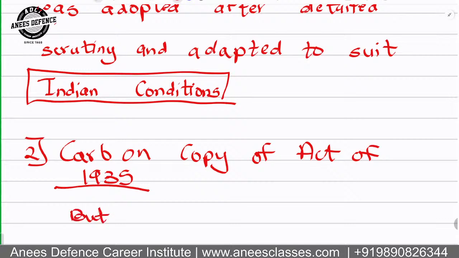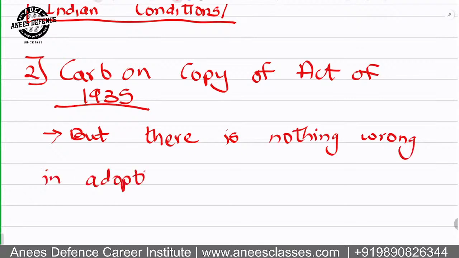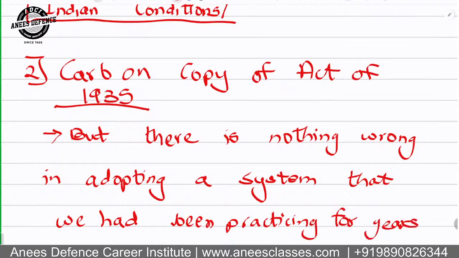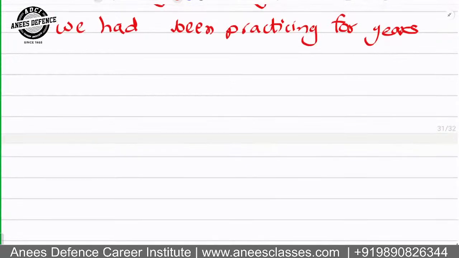But Dr. B.R. Ambedkar said that there is nothing wrong in adopting a system that we had been practicing for years. Actually, in the Constituent Assembly, some members said that we should adopt the presidential system, but we developed a habit of using the responsible model of government, where prime minister is responsible to the legislature.